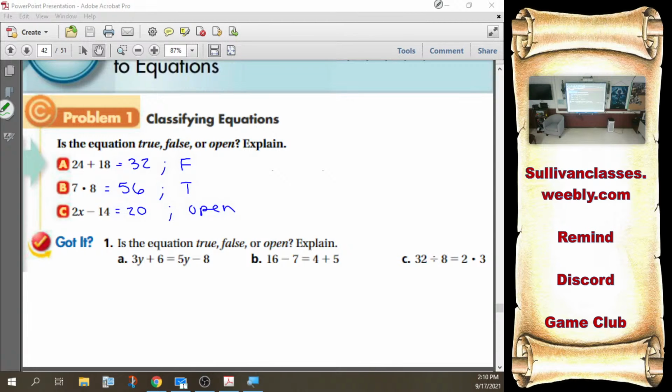So is it true or false or open? It is equal to. It is not equal to. Or, depends what that is.